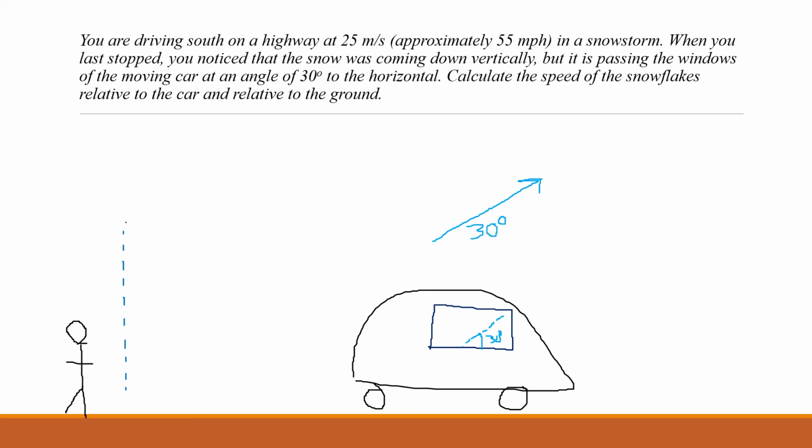This is why it's confusing. This is an AP question. They did kind of expect you to know that. It says calculate the speed of the snowflakes relative to the car and relative to the ground. Do I know any of the speeds here on this triangle? Well, I know that this is 25 meters per second. I know that because the car is driving 25 meters per second.